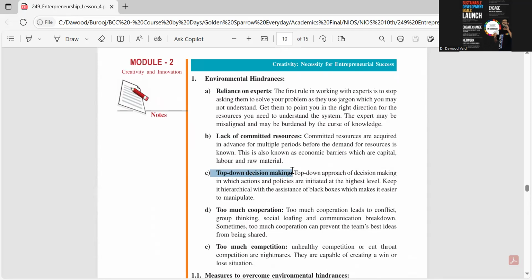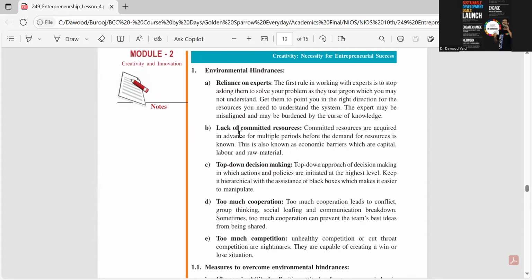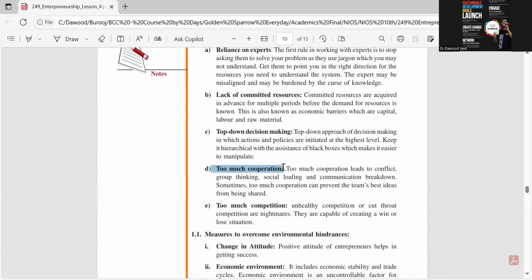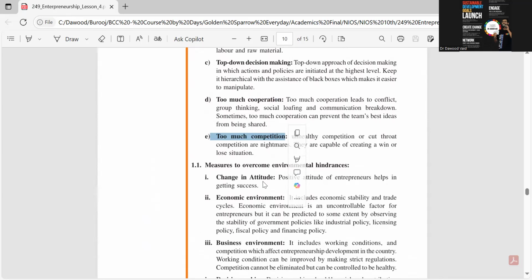Decision making, the hierarchy, the bureaucratic process. The principal, the management has to approve everything, and that's a big challenge we've got. Too much cooperation, so you have to wait for others to come in. A team has to be formed. Competition is too much. You do something good and someone else comes in. These are generic answers. You don't have to think too much.